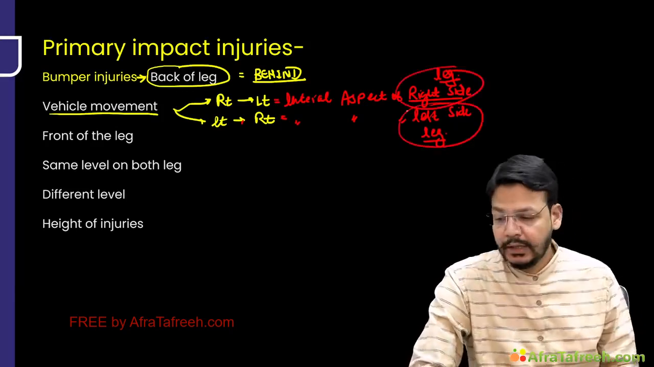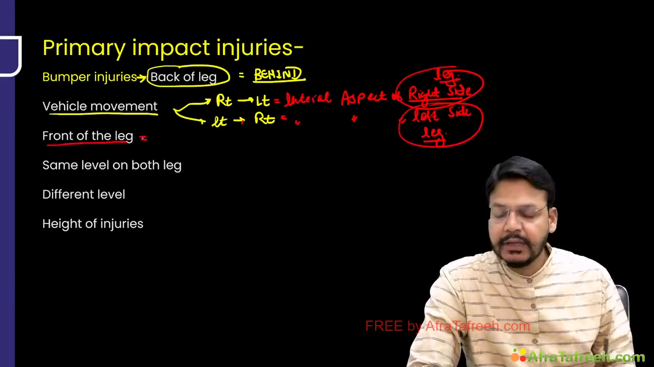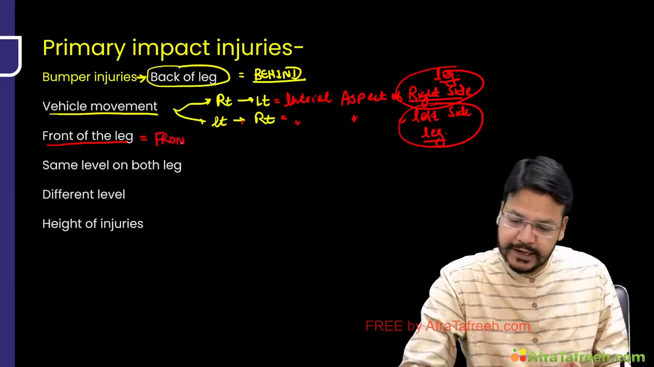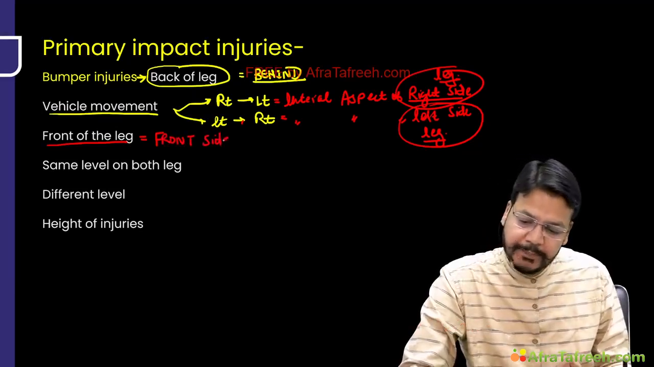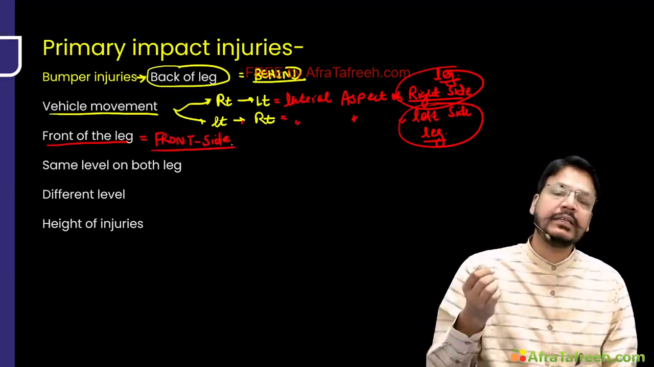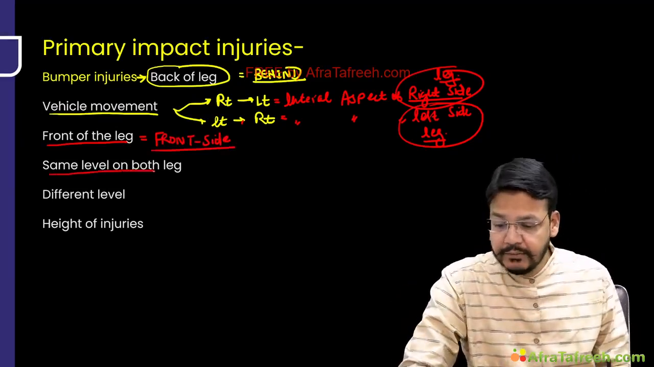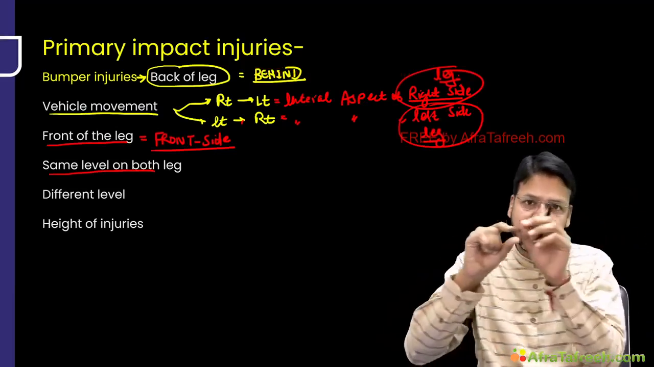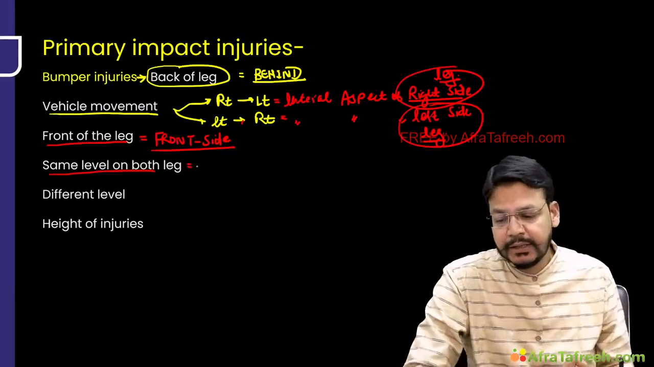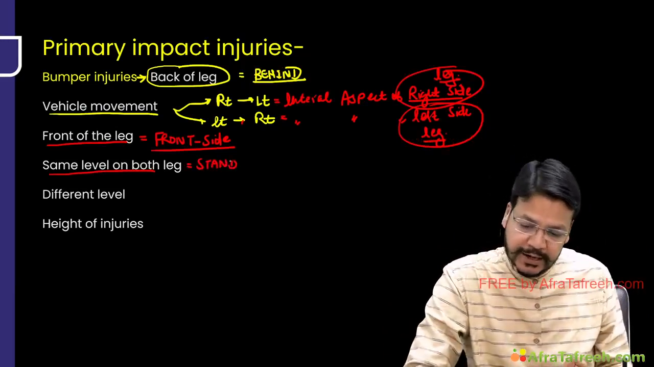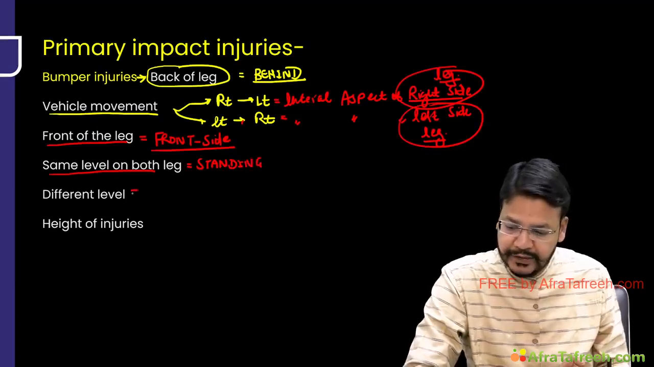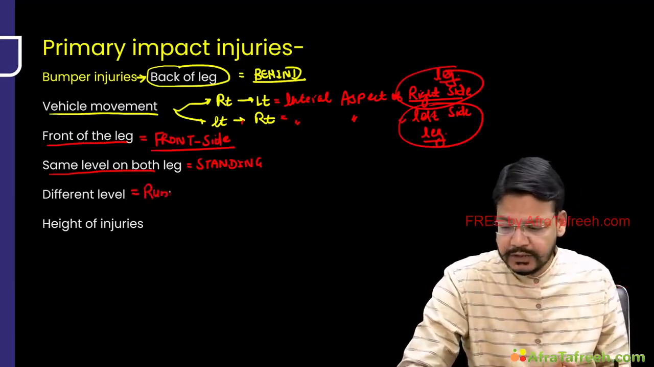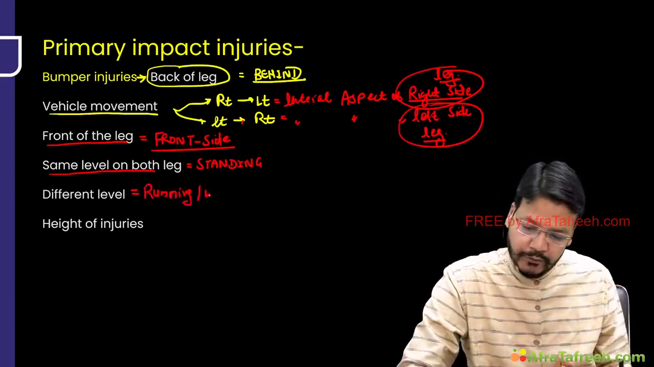Yes, two important words. Now, if the injuries are on the front of the leg, that means the vehicle is coming from the front side. If the bumper injuries are at the same level on both legs, that means the pedestrian was standing. But if they are at different levels of the leg, that means the person was either running or walking.